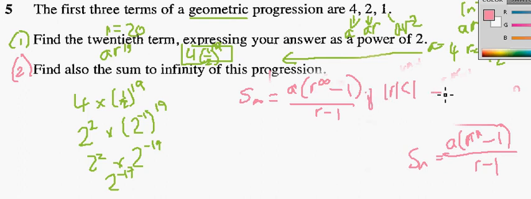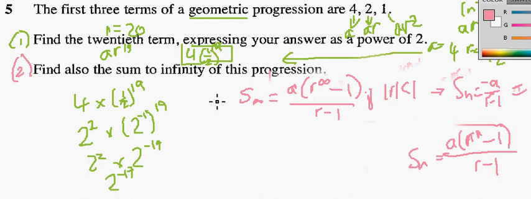then this becomes a times 0 minus 1, which is going to be minus a over r minus 1. Now you can multiply top and bottom by minus 1. Minus a becomes a, and r minus 1 becomes minus r plus 1, or 1 minus r. So the sum to infinite terms is a over 1 minus r, assuming that the modulus of r is less than 1.